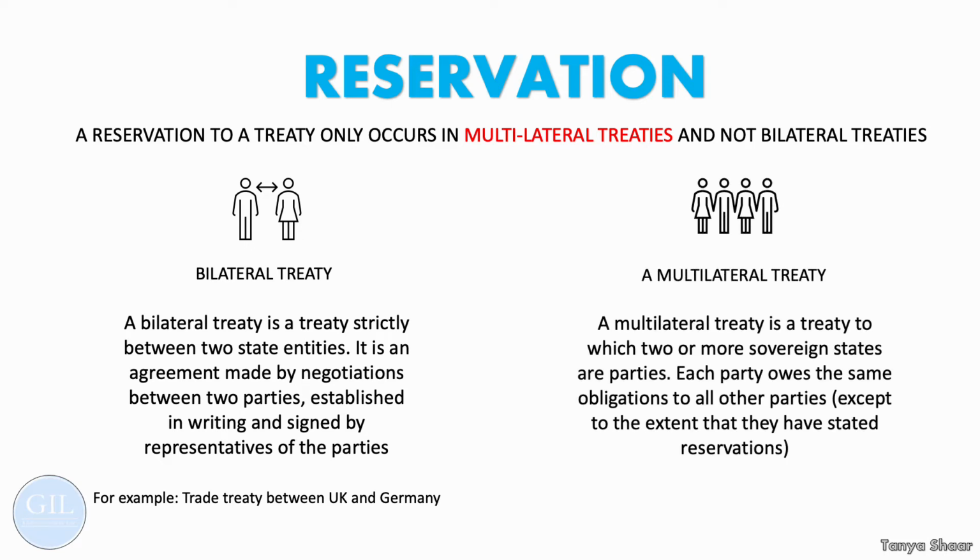A multilateral treaty, on the other hand, is a treaty to which two or more sovereign states are parties. Each party owes the same obligations to all the other parties, except to the extent that they have stated reservations, which is what we will be exploring now. An example of a multilateral treaty can be, for instance, the Convention on the Prevention and Punishment of the Crime of Genocide.